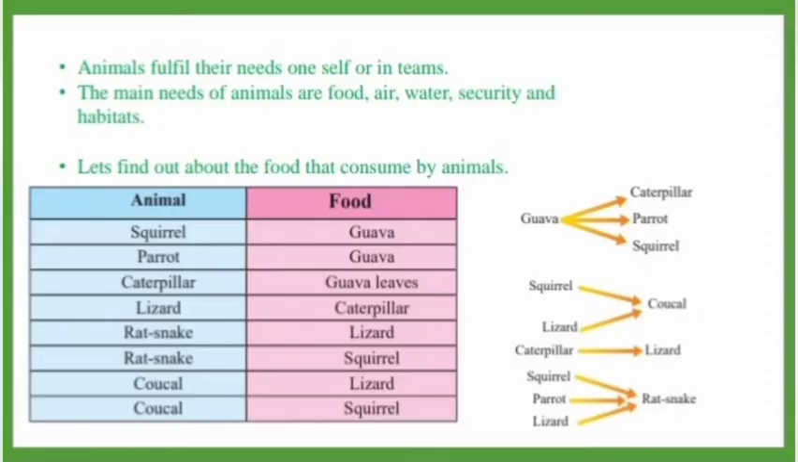Animals fulfill their needs on their own or in teams. The main needs of animals are food, air, water, security and habitats. Let's find out about the food that is consumed by animals. This is given in the following table. In the table, you can observe animals with their food items. Some food items are eaten by many animals. For example, guava is eaten by the caterpillar, the parrot and also the squirrel.